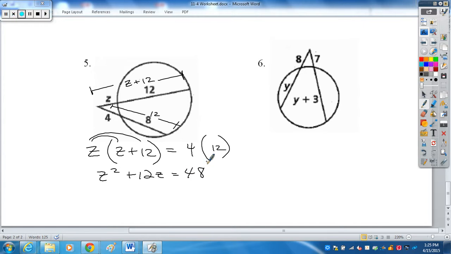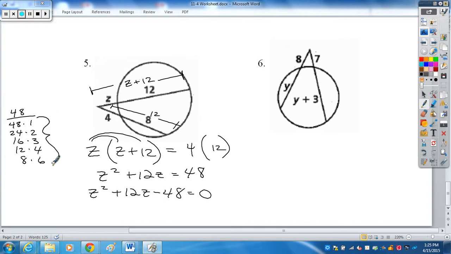And hopefully you followed the same process, if you haven't already, of what we did before where we set it equal to 0. Now, in setting it equal to 0, I came up with a problem, okay? And I need to talk this out just to make sure I've done this correctly here. The factors of 48: 48 and 1, 24 and 2, 16 and 3, 12 and 4, 8 and 6. If you go down through any of those factors right there, none of them have a sum or difference of 12, okay?